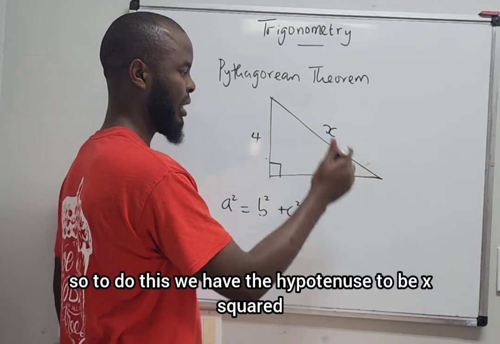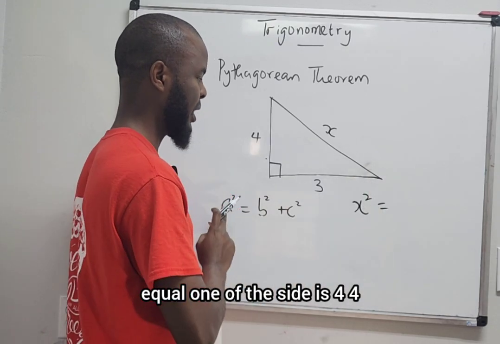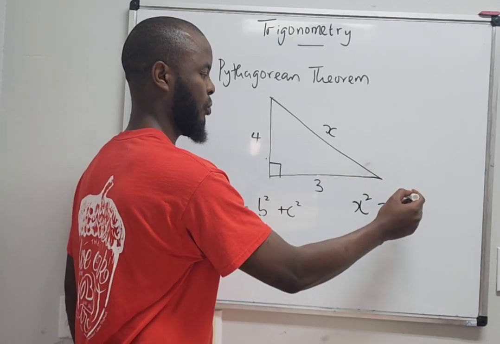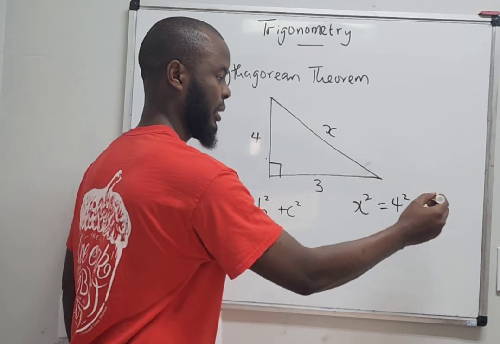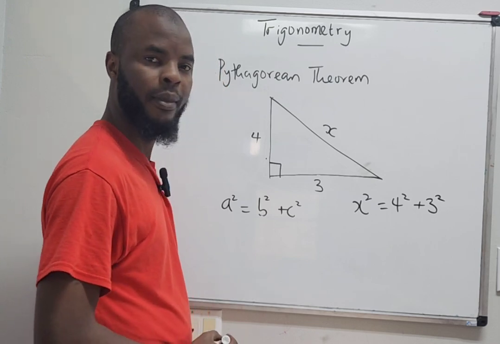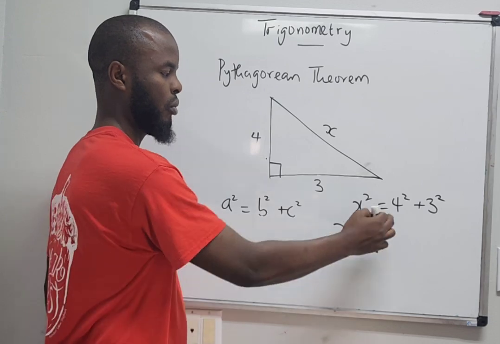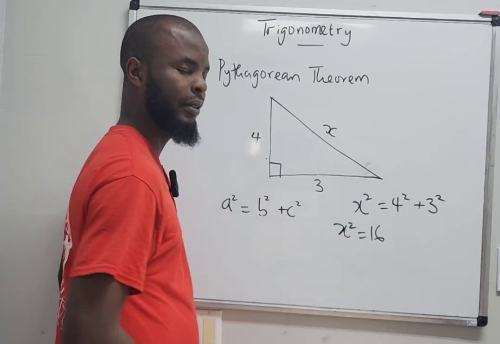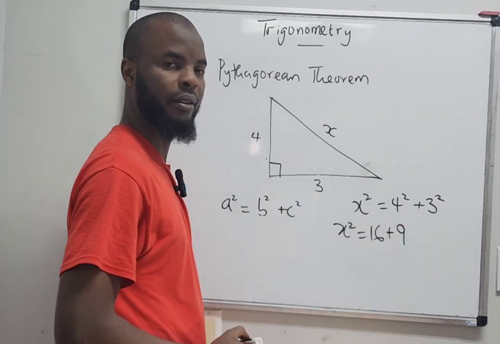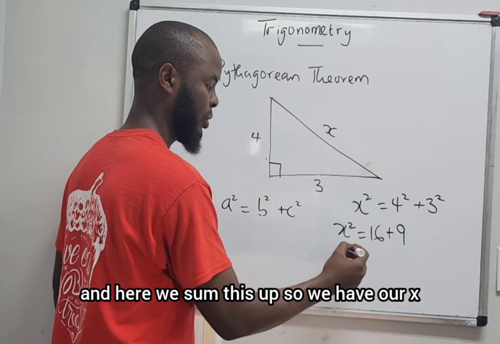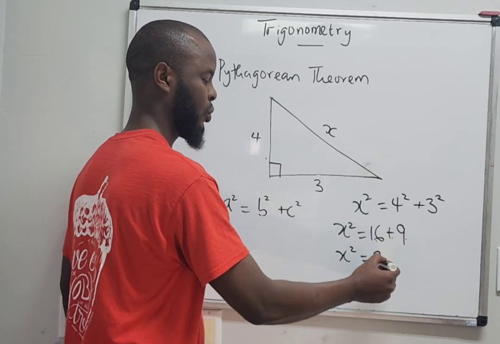So to do this, we have the hypotenuse to be x squared equal, one of the side is 4 squared, plus the other side, which is what? 3 squared. And here we have x squared to be equals to 4 squared is 16 plus 3 squared, which is 9. And here we sum this up. So we have our x squared to be equals to 16 plus 9 gives 25.